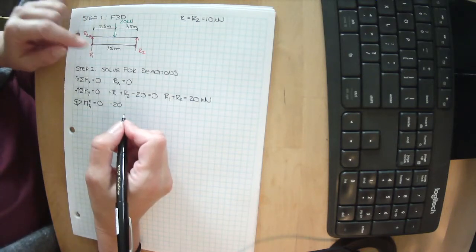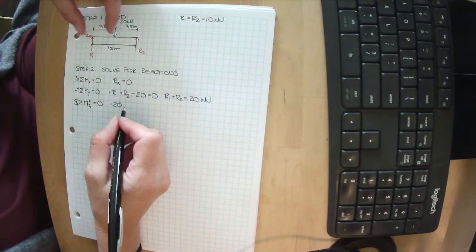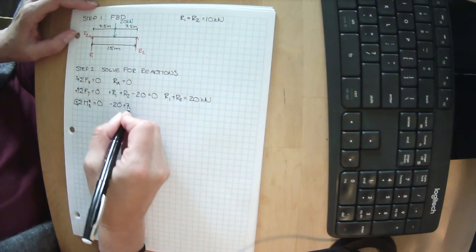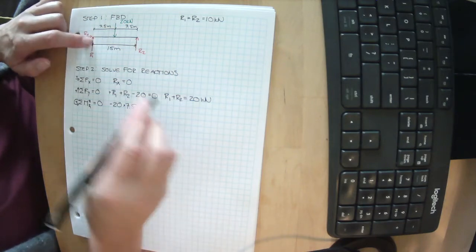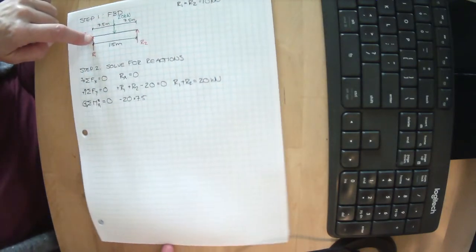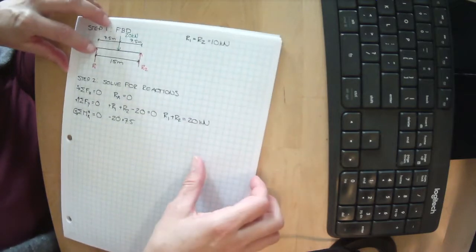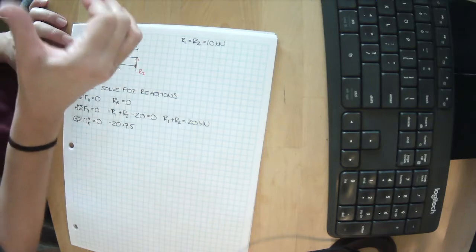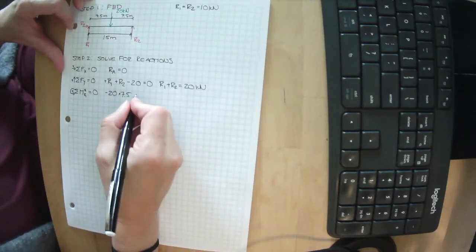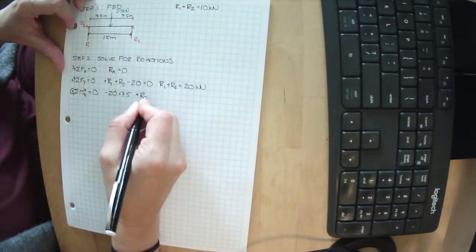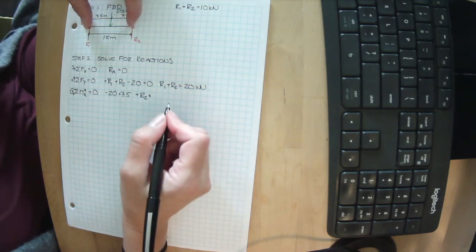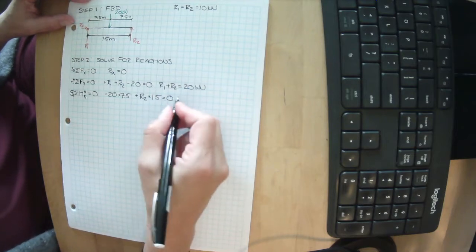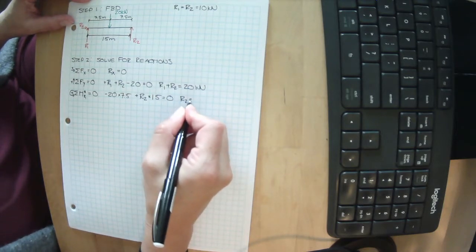To be a moment, you need a force and a distance. So that 20 kilonewtons is 7.5 meters away from the point I'm trying to spin. R2 is trying to spin my paper in that direction. Curl the fingers of my right hand. My thumb is pointing upwards. That means it's positive. So plus R2 times 15 meters equals 0. I can solve for R2.